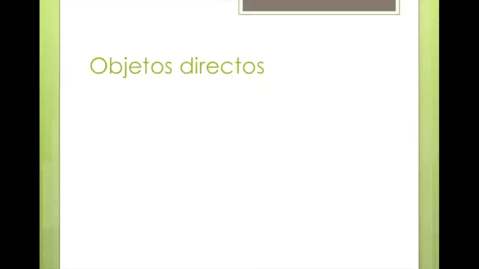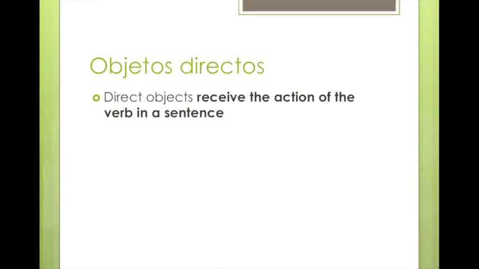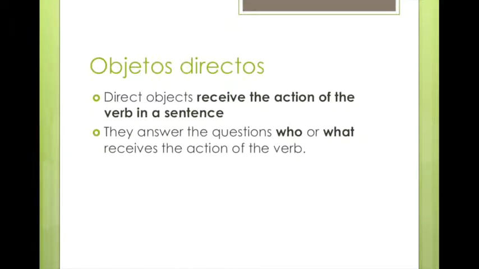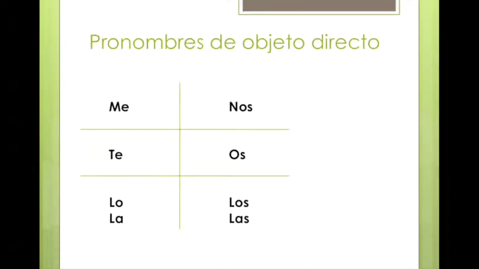So to start off, the first set of pronouns we're going to cover are direct object pronouns. They receive the action of the verb in a sentence, and they answer the question who or what receives the action of the verb. There's a very easy way to figure out which one is the direct object in a sentence. For example, I put them on top of the desk. What do I put? Them. Whatever them is, it could be los libros, los bolígrafos, whatever you want to say.